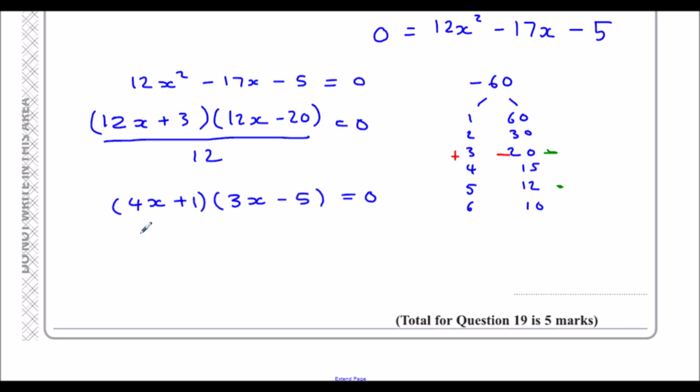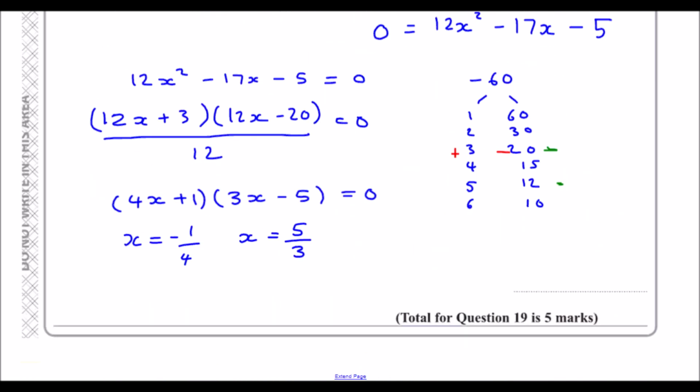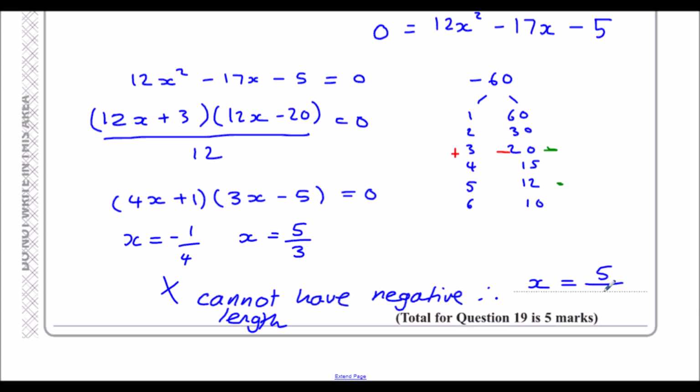I'm going to solve it now. So x equals, what makes x 0? What's x got to be for the bracket to be 0? So that'd be minus 1 quarter, or x can be 5 thirds to make the second bracket 0. And I'm assuming, yep, one of the lengths is x, so I can't have a negative answer. So x cannot have a negative length. Therefore, x can only be 5 over 3.